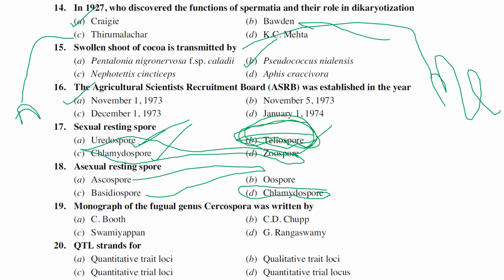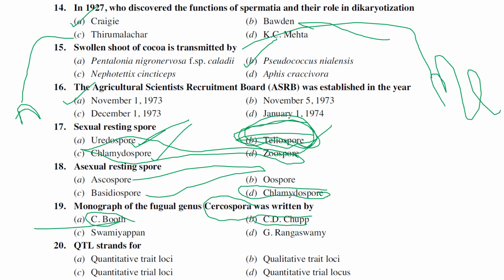The next one: the monograph of the fungal genus Cercospora was written by whom? Actually, C. Booth is related to Fusarium. For Cercospora, it is C.D. Chupp. C.D. Chupp is the person who wrote the monograph of the genus Cercospora, but C. Booth is actually related to Fusarium.